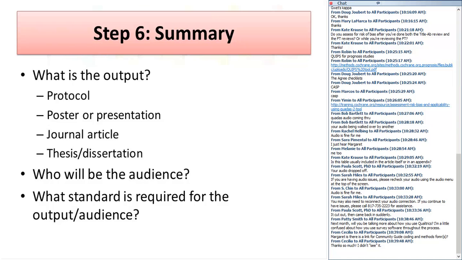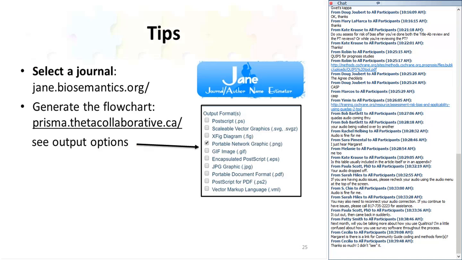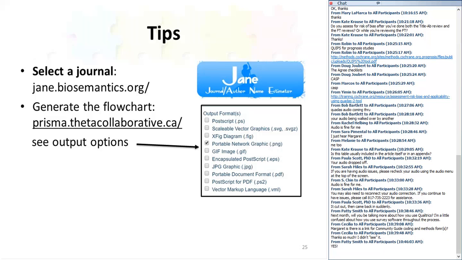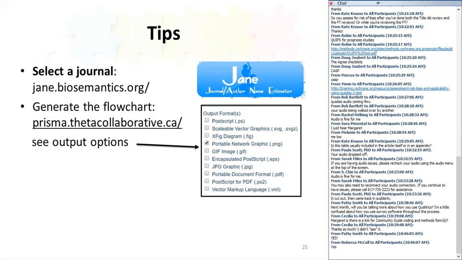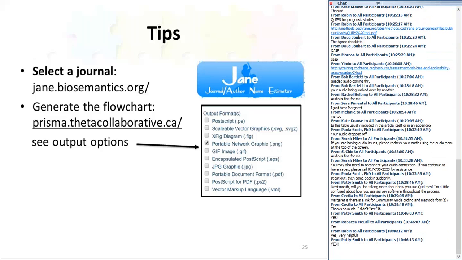So I have a few more slides here, some tips. One of my favorite tools when I'm trying to figure out what journal I should publish in is Jane. Has anybody ever used Jane before? It's been out for a while, so I'm sure many of you have. I find it to be really useful. I didn't put a screenshot in here, but I could probably summarize it for you.